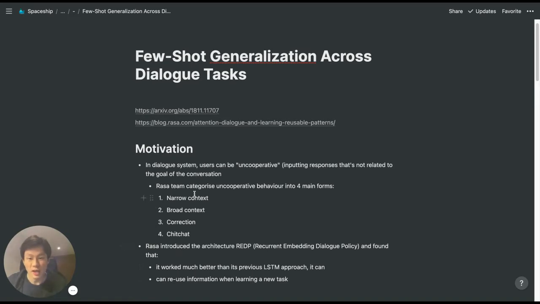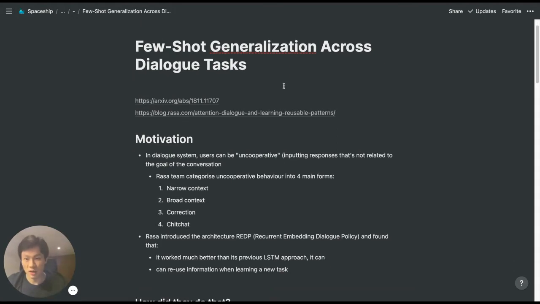Hello friends, so today I thought I'll talk about this paper released by Rasa at the end of 2018. It's called Few-Shot Generalization Across Dialogue Tasks.